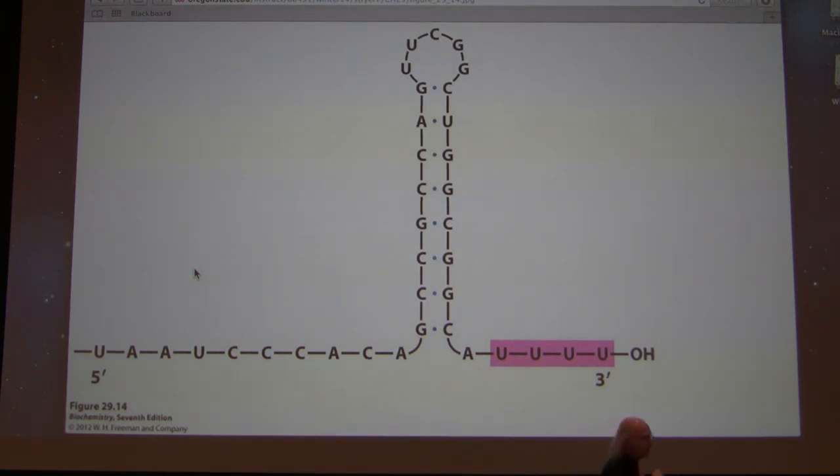This mechanism I'm going to show you is called factor-independent termination, meaning it doesn't use a factor, a protein factor, to terminate transcription. Now, I'm going to show you this structure on the screen, then I'm going to back up and show you that transcription bubble again and kind of give you an idea about what's going on where.